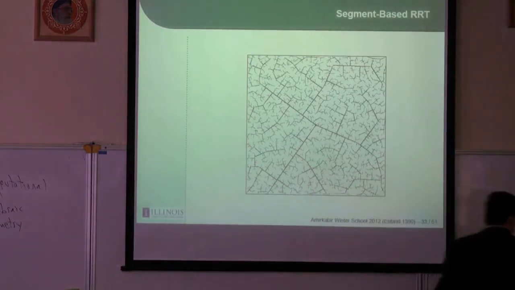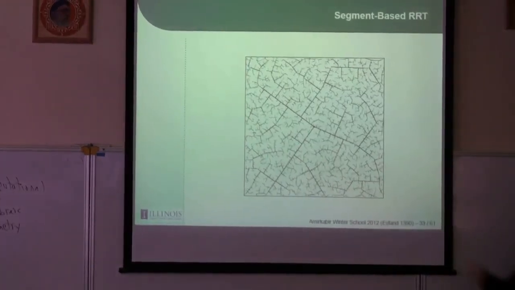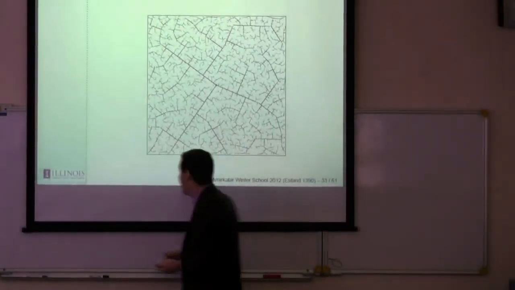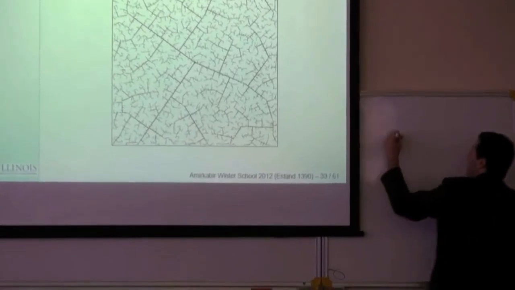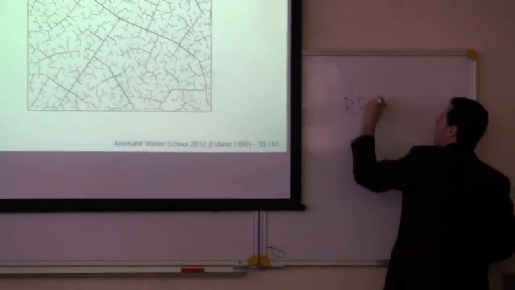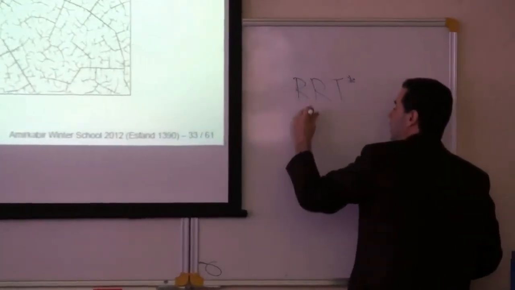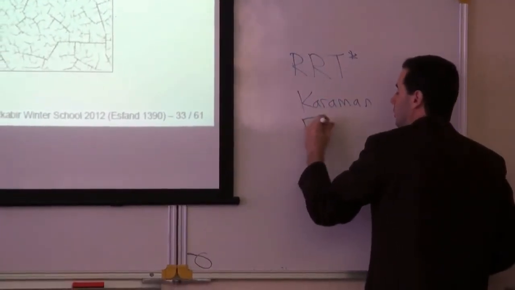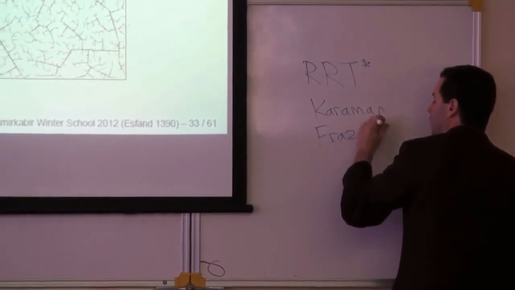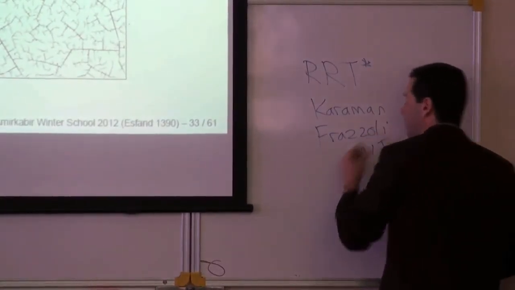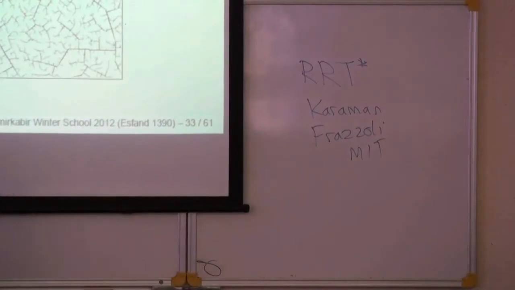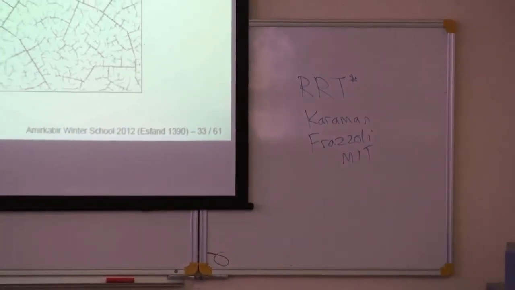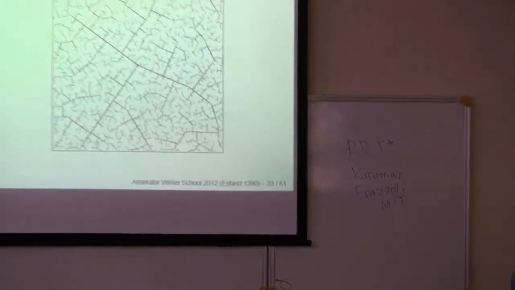If you want to see some recent analysis of the properties, like the lengths of these edges, and ways to come up with more optimal solutions, you can look at this thing which I'm not presenting, but it's called RRT star. It was developed by Karaman and Frazzoli, who are at MIT, if you're interested. But basically the lengths are not very long, I'll say that.